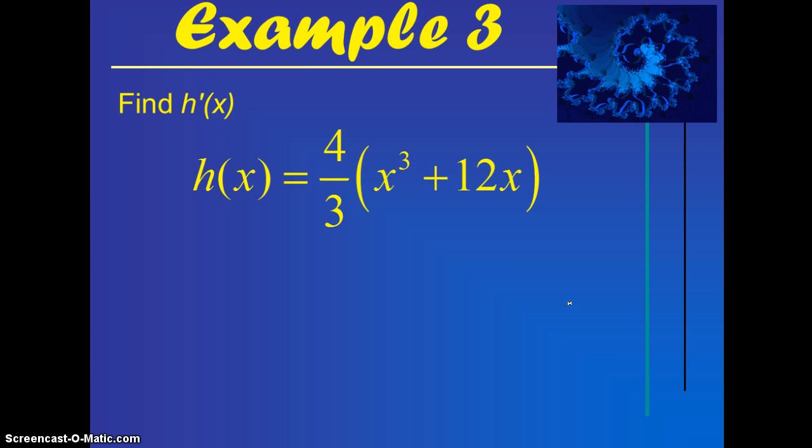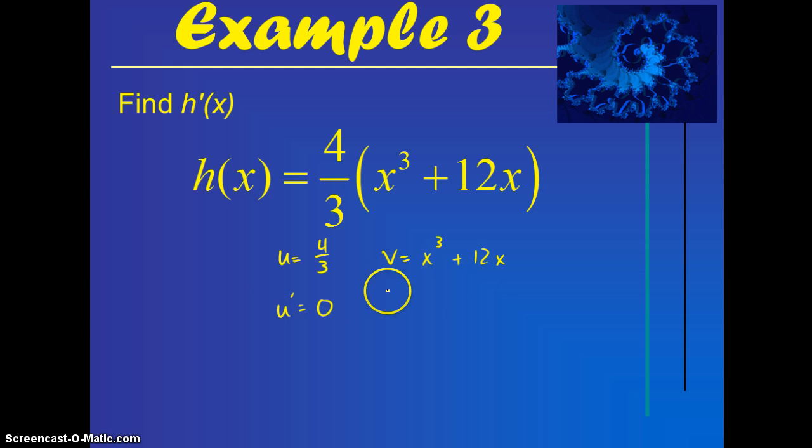Alright, so if you really wanted to, you could let your 4/3 be u, and then let this x cubed plus 12x be your v, and then do a product rule on this problem. It's a little overkill, but I'm going to go this route just to let you know that the option does work. I got to imagine most of you would prefer to distribute and then go from there.